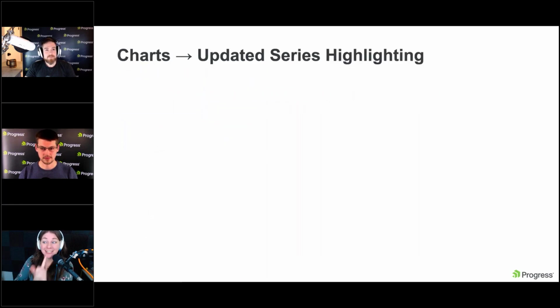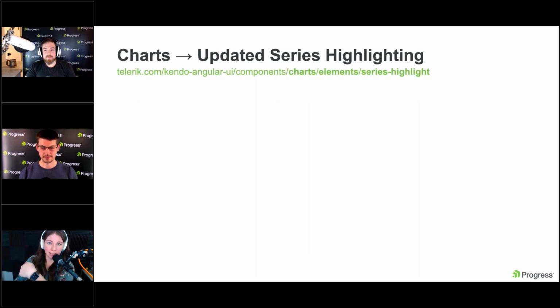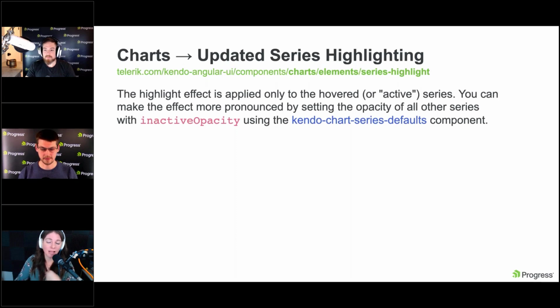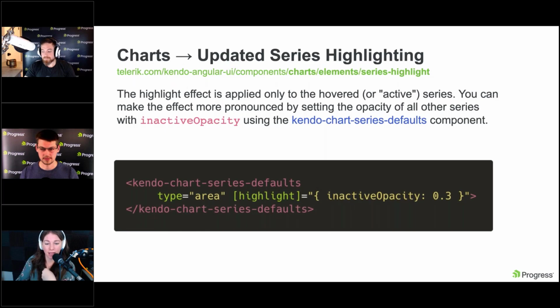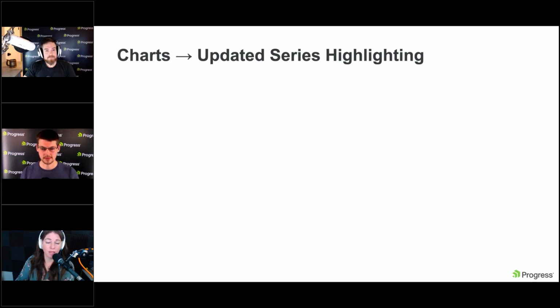Charts, so updated series highlighting. This is really, really cool. Inside of charts elements, you can check out series highlight. The highlight effect is applied only on hover or an active series, right? If you're hovering over a series, it changes its highlight effect. But now you can make that highlight effect more pronounced by changing the opacity of all of the other series around it. So essentially you're lowering their opacity to raise the detail of the highlighted area. So here's how you would do such a thing with highlight equal to an inactive opacity. And here we're just doing 0.3.